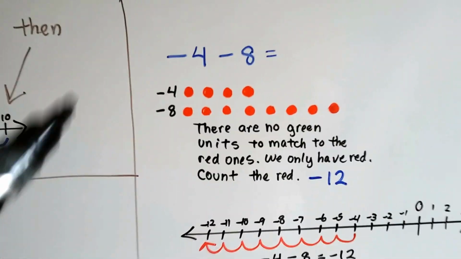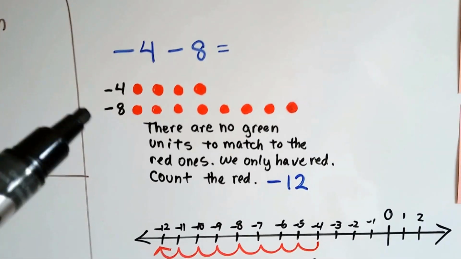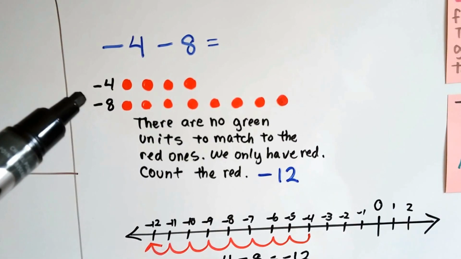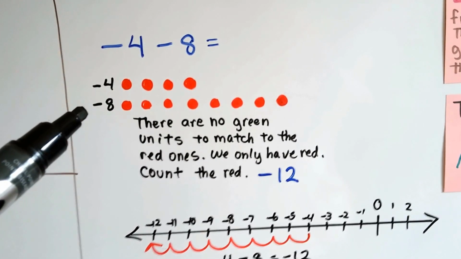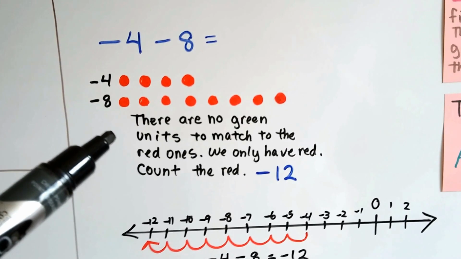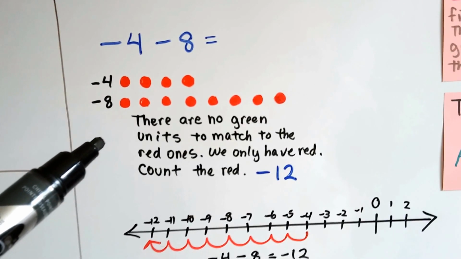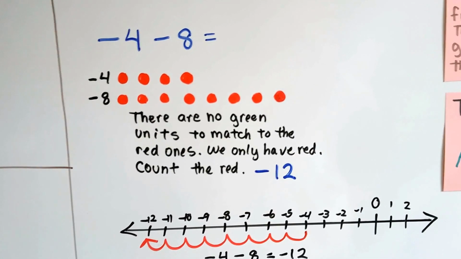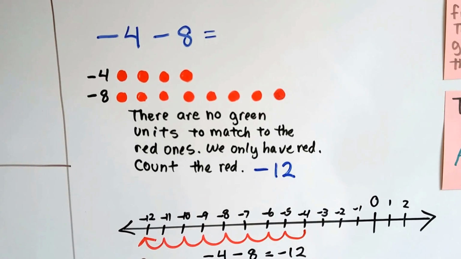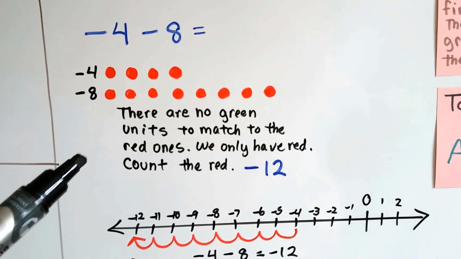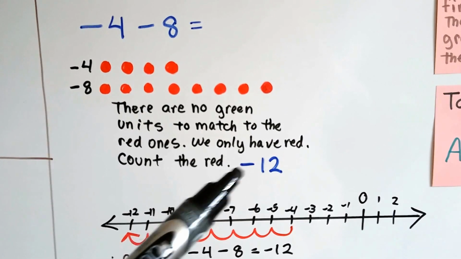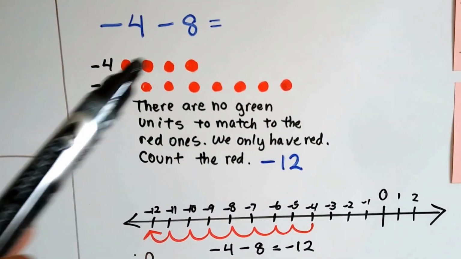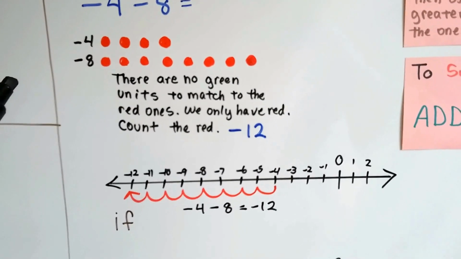So now we've got a negative 4 take away 8. So we've got 4 red ones to represent negative 4, and 8 red ones to represent negative 8. There's no green units to match to the red ones, so we can't match them up to cancel them out. We only have red, so we just count the red. How many red ones? There's 12. So our answer is a negative 12. There's a negative 12 in all. We didn't have any green ones to cancel it out with.